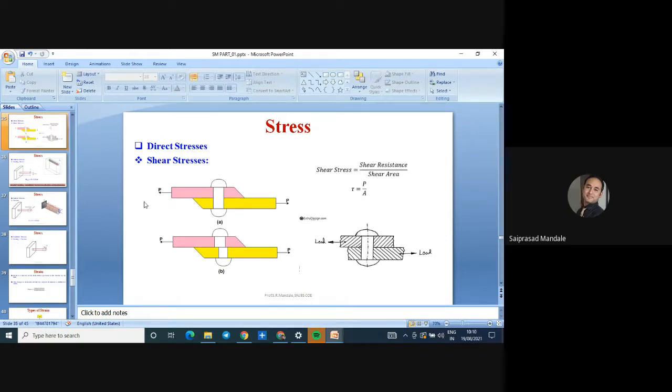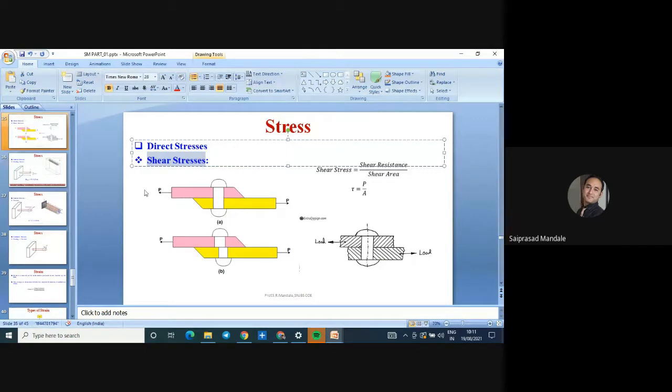Can anybody tell me how does shear force act? Parallel and non-collinear. Very good. This is the shear stress. Now the shear stress is of two types. It may be a single shear failure, or it may be a double shear failure. The formula for stress is force per unit area, or internal resistive force per unit area.